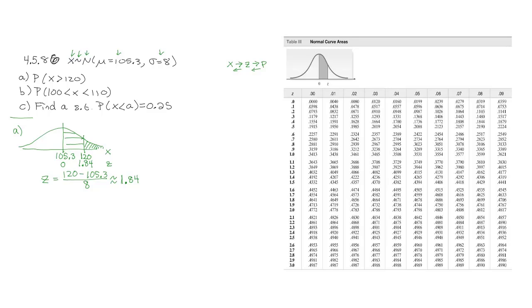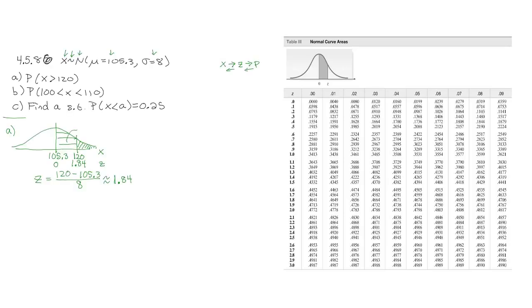All right, let's see. Look up 1.84 on the table. So the row is 1.8. The column is 0.04, so I get 0.4671. By the way, this is much, much easier if you print out the table. I didn't print it out, so that's why I'm struggling a little bit to read this.